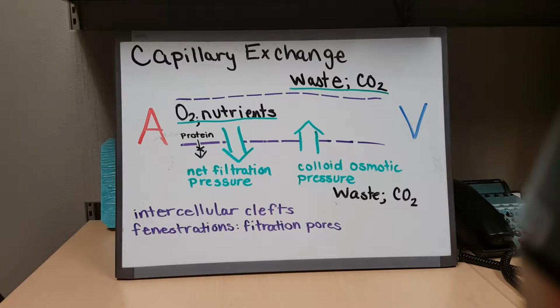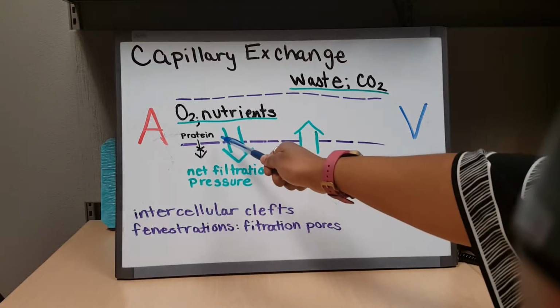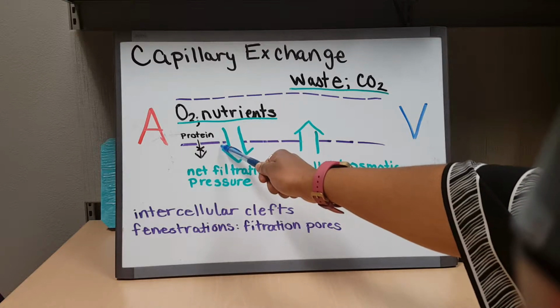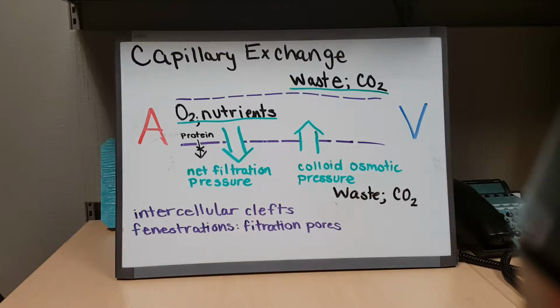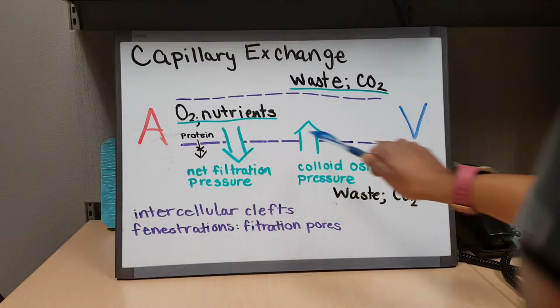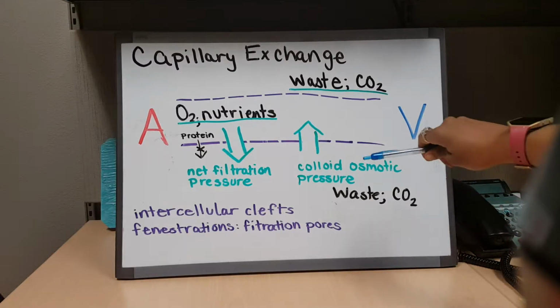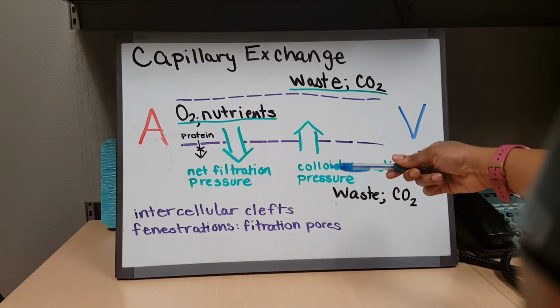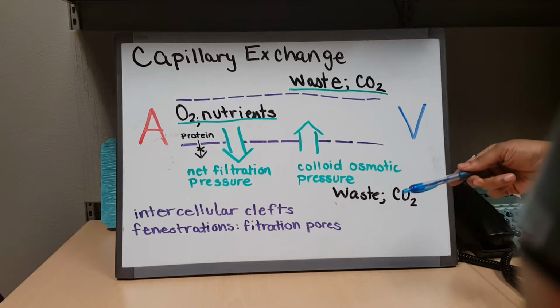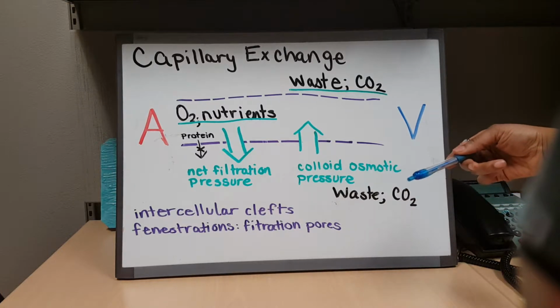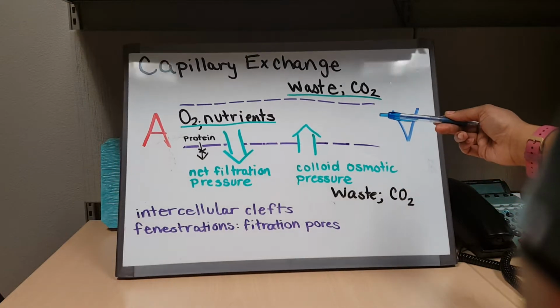So for example, molecules like proteins that are too large to go through your intracellular clefts or filtration pores are trapped in the plasma in the blood and the capillaries. And so that concentration helps drive colloid osmotic pressure, which draws water across a semi-permeable membrane to an area where there's higher concentration of a solute.